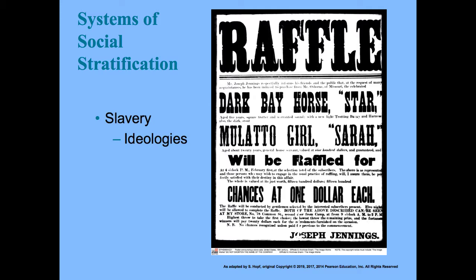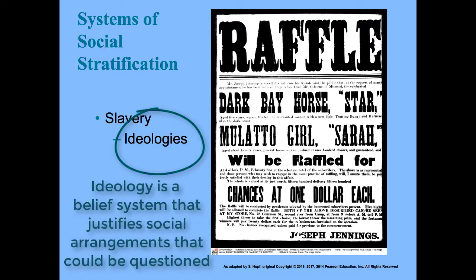Slaves often did not live long, as you can imagine the living conditions: lack of good housing and lack of medical care, exhausting work, and minimal nutrition took a toll on the body. Slave owners in the U.S. developed an ideology about the ownership of slaves. An ideology is a belief system that justifies social arrangements, making things that might be called into question appear just and fair.